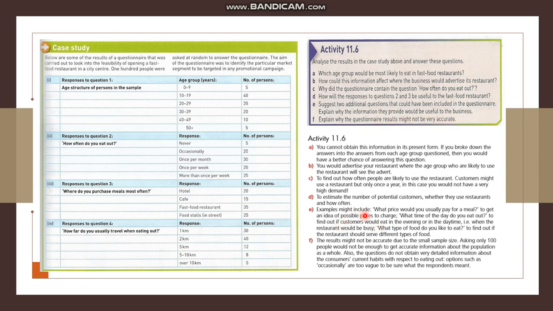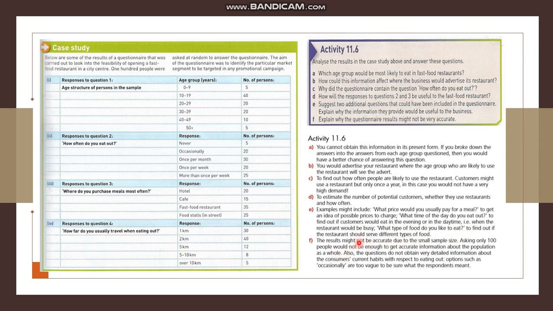Examples might include, what price would you usually pay for a meal? To get an idea of possible prices to charge. Or what time of the day do you eat out? To find out if customers would eat in the evening or in the daytime, and therefore when the restaurant would be busy. What type of food do you like to eat? To find out if the restaurant should serve different types of food.